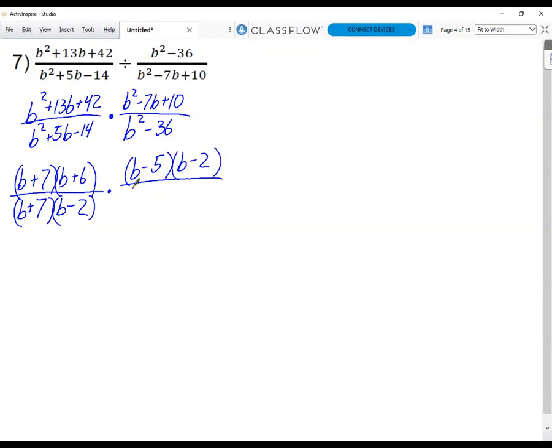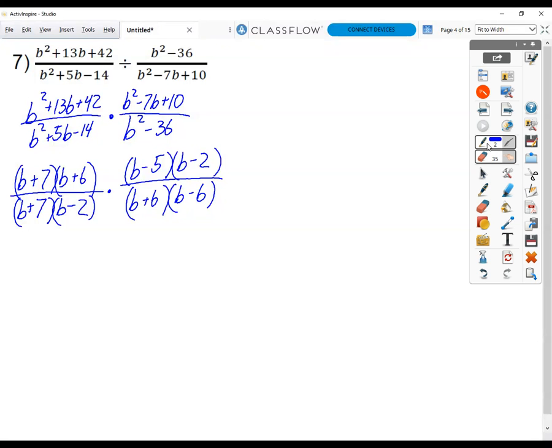And b squared minus 36 is a difference of squares. This will be b plus 6, b minus 6. I'm doing my best to try to make my b's and 6's look different. If they don't, I am terribly sorry, but I've tried my best. So now I'm going to cross cancel, and I'm going to keep my same terms that I'm canceling out with the same color. So starting on the left, I have b plus 7, they cancel out. Let's do orange. I have a b plus 6 here. That's going to cancel with this b plus 6 here.